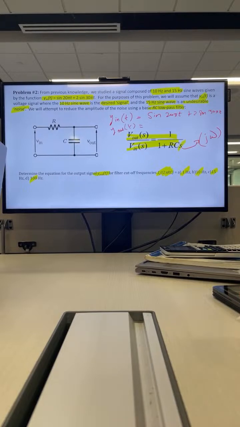There should be a change in the amplitude. Do you agree? There will be a change in the amplitude. So I'll put the amplitude as A1 and sine 20 pi t plus phi 1, the phase change for my desired signal, that is the 10 hertz signal. Then the second term will be again plus A2. I don't need to write the input twice.